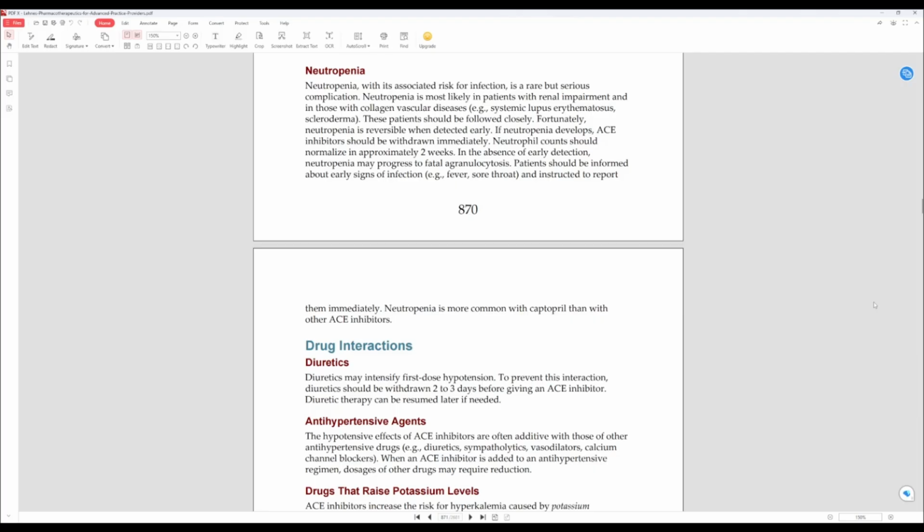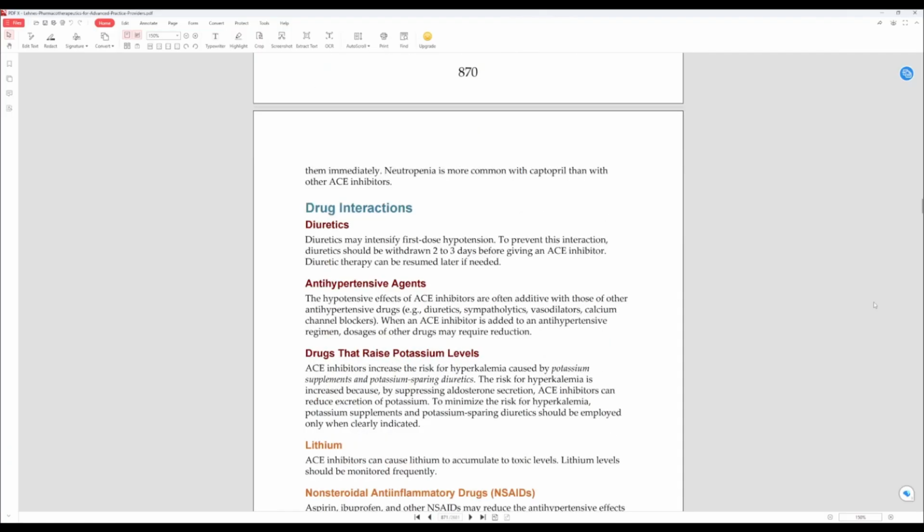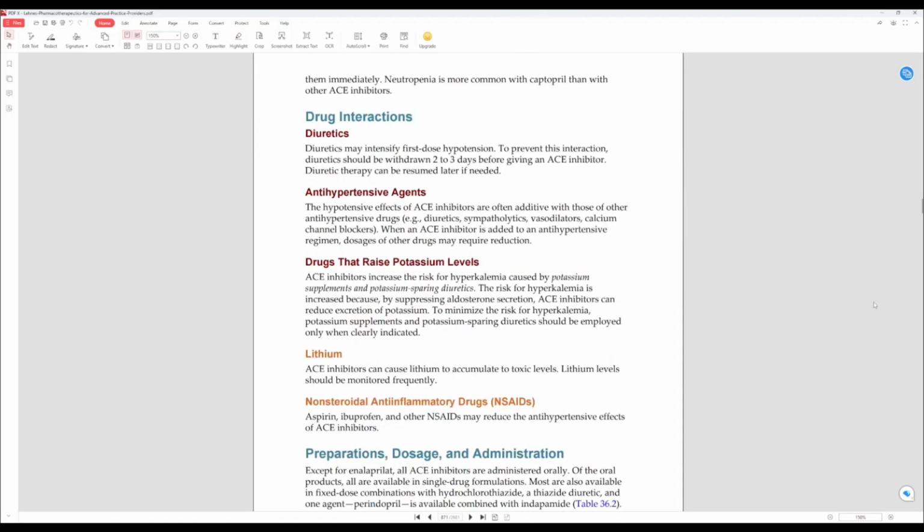agranulocytosis. Patients should be informed about early signs of infection, so your fevers, your sore throats, and be instructed to report them immediately. Neutropenia is more common when you use captopril than any other kind of ACE inhibitor. However, keep in mind any ACE inhibitor can cause neutropenia.